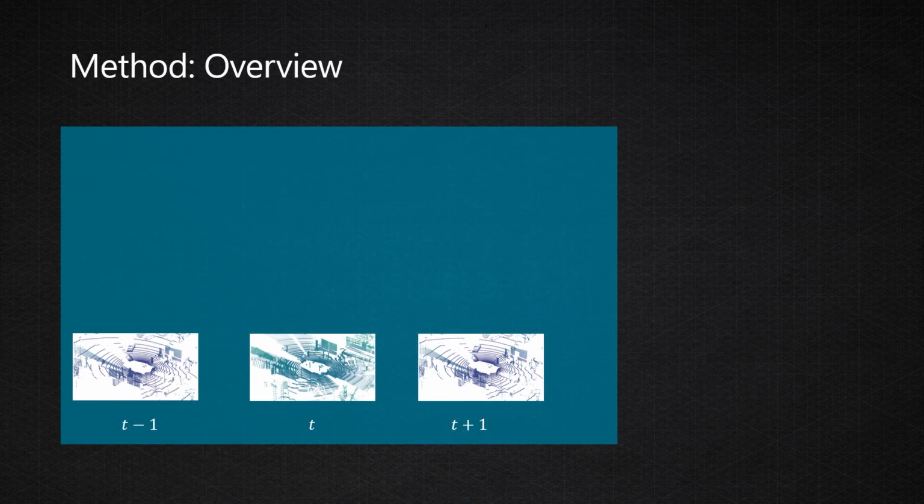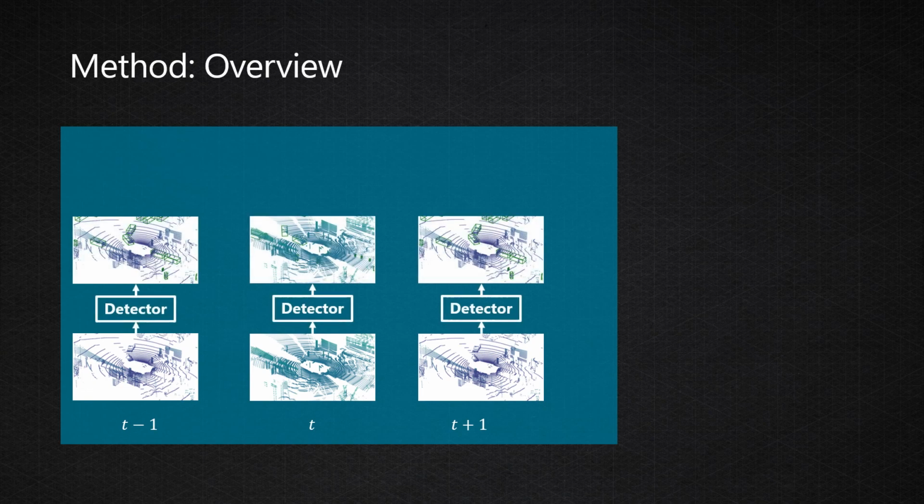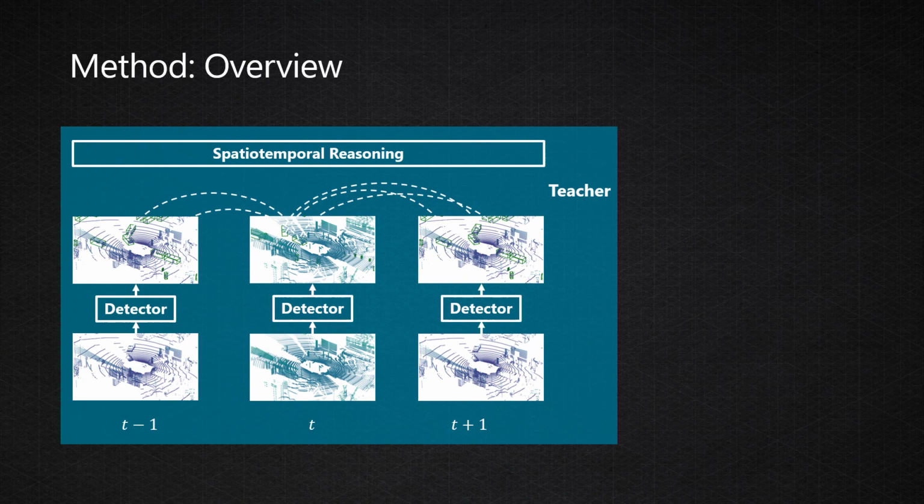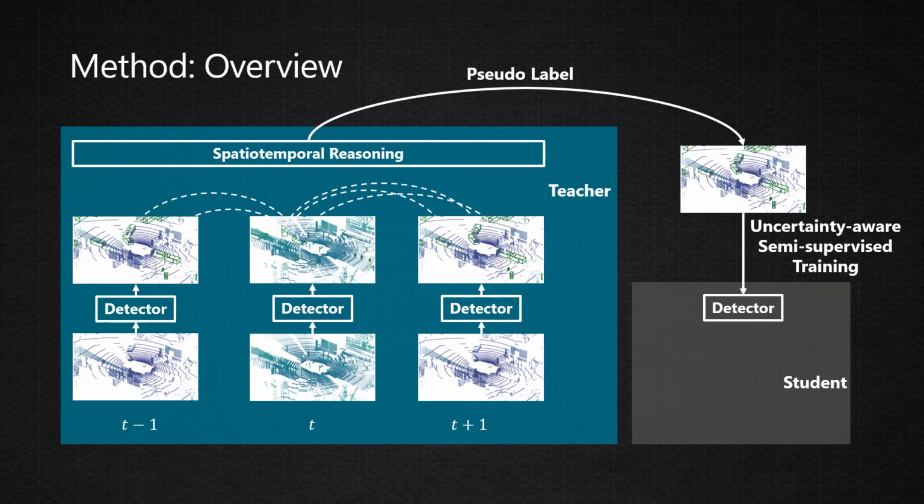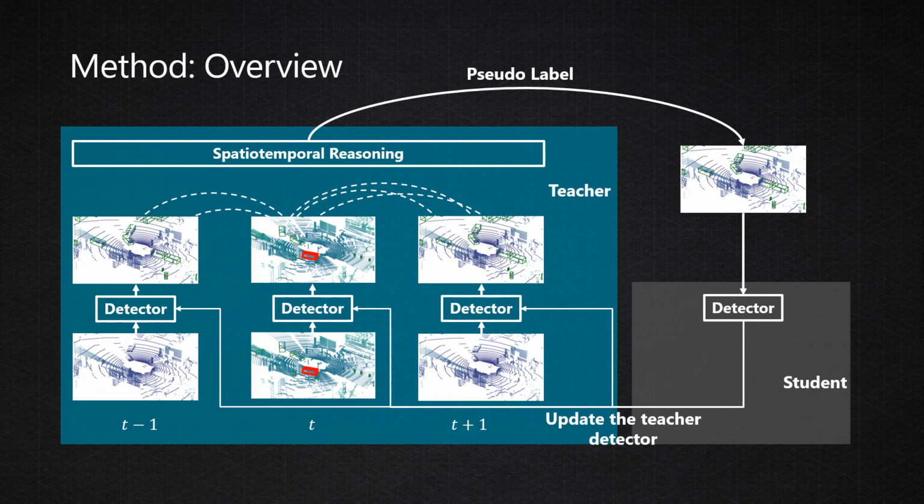Here is an overview of our proposed method. Given a pre-trained 3D object detector, our method consists of a teacher, which performs spatial temporal reasoning for 3D object detection. The teacher is then used to provide pseudo-labels to train a student, which takes as input only a single frame. We use uncertainty-aware training to handle incorrect pseudo-labels produced by the teacher. The detector is then updated to provide better detection candidates. The teacher and student can be updated alternately to keep improving the performance.